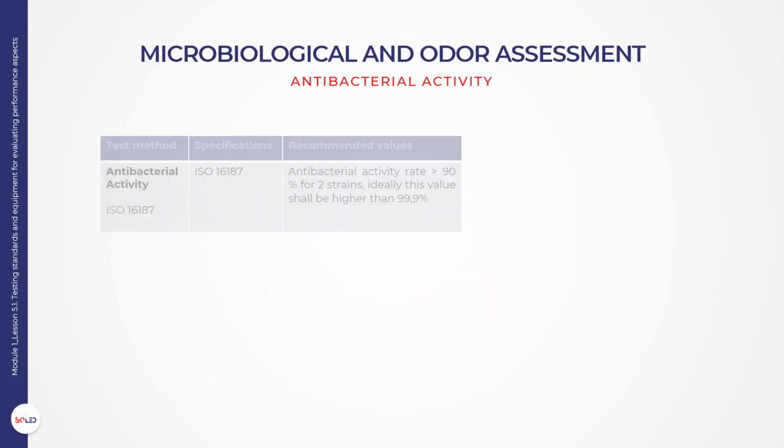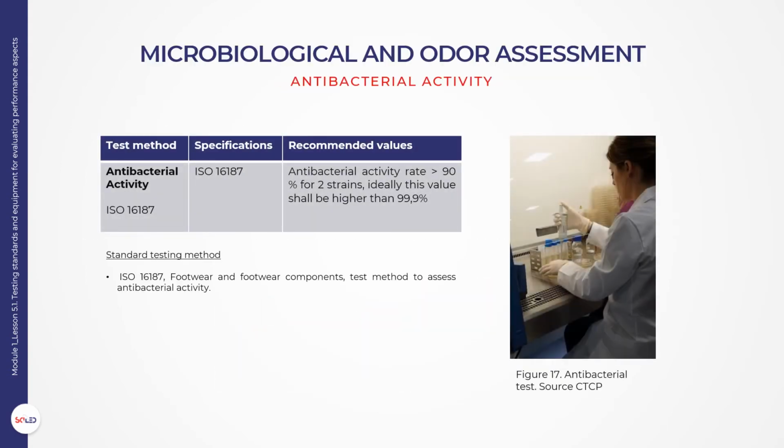There are two bacterial tests, the antibacterial activity and zone of inhibition. Antibacterial activity is the efficacy of a material or finish used to prevent or mitigate the growth of bacteria, to reduce the number of bacteria or to kill bacteria. The test described in Standard ISO 16187 specifies a quantitative method to evaluate the antibacterial activity of footwear and footwear components. In this test, the material to be tested is in contact with the bacterial organisms, and after a contact time of 24 hours, the bacterial population is analyzed in order to calculate the antibacterial activity ratio.